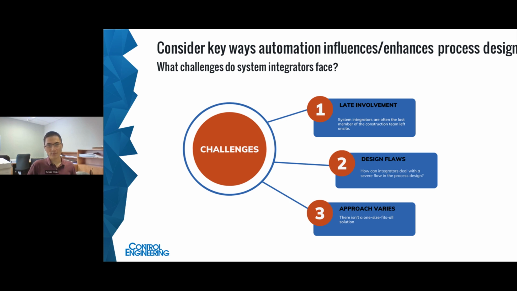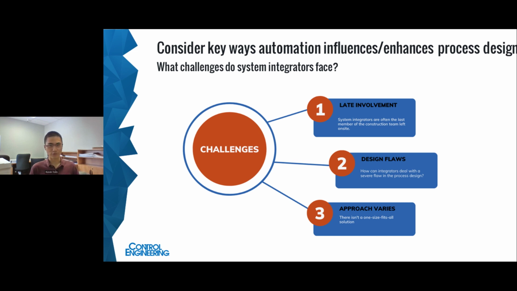Thanks, Chris. So real quick, I'm Kevin Tom, engineer at eTech Group, and we're a system integrator. So let me take a moment here to share with you some of the challenges that we system integrators often face when automating a process. There's a saying that always comes to mind for me when I think of new plant construction. Automation always comes last. It's only after everything else is put in place that the integrator is brought in to install and test the control system. So they're often the last member of the team left on site. Integrators are often left to deal with tying up loose ends when things don't work. And worst of all, sometimes we have to deal with major flaws in the process design.